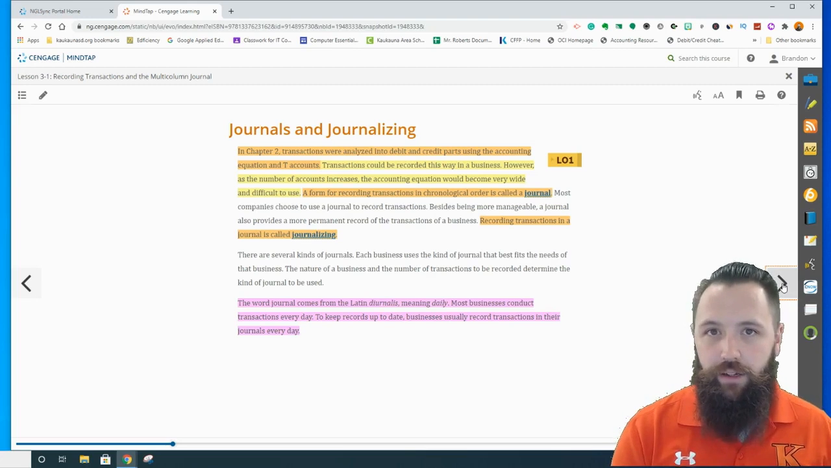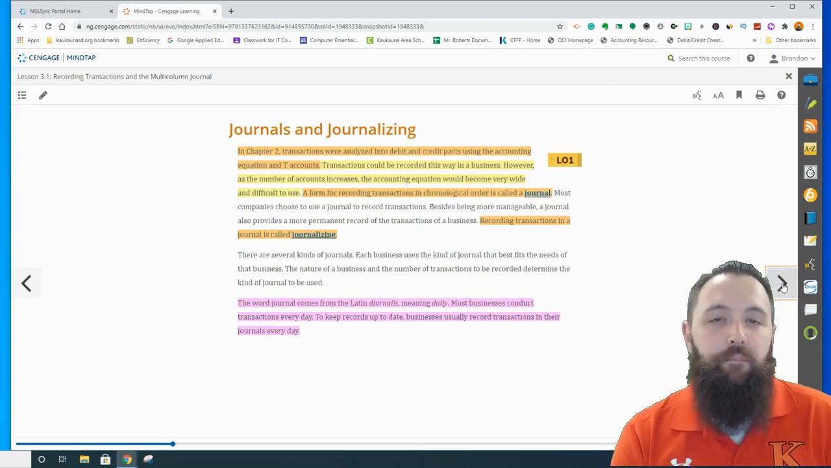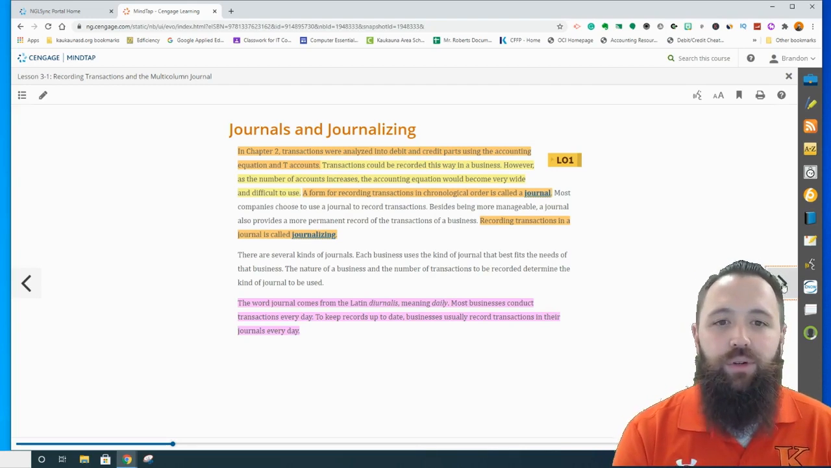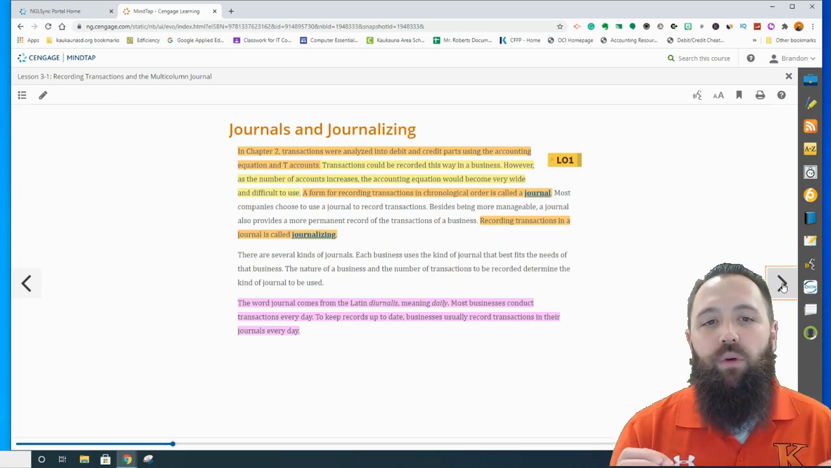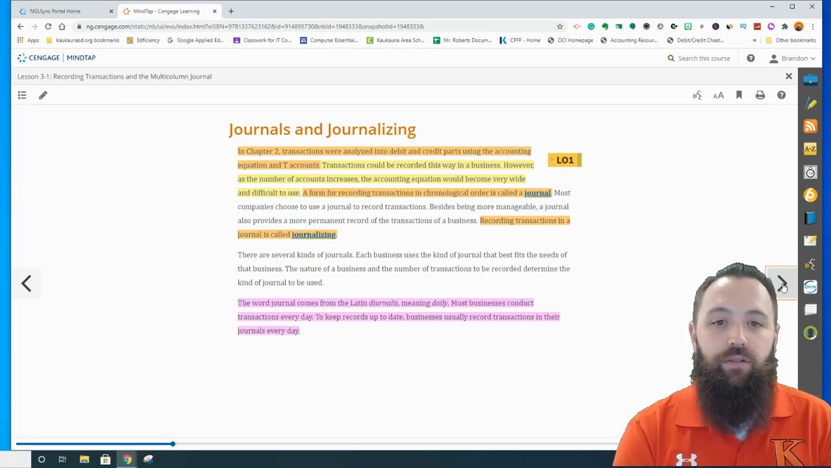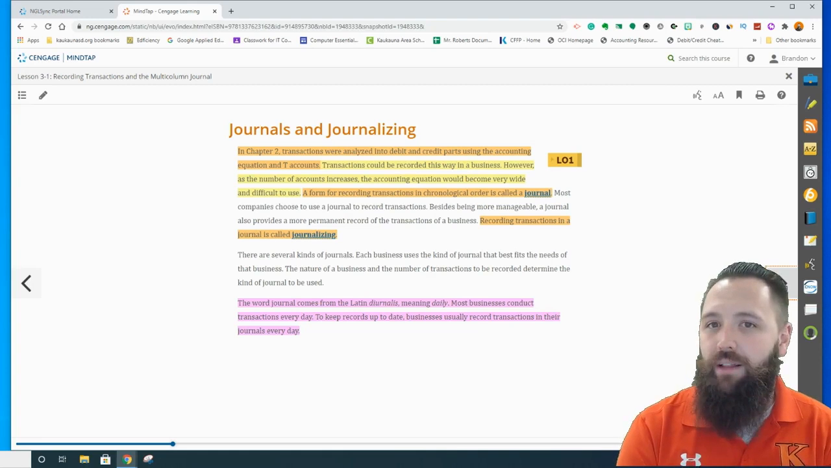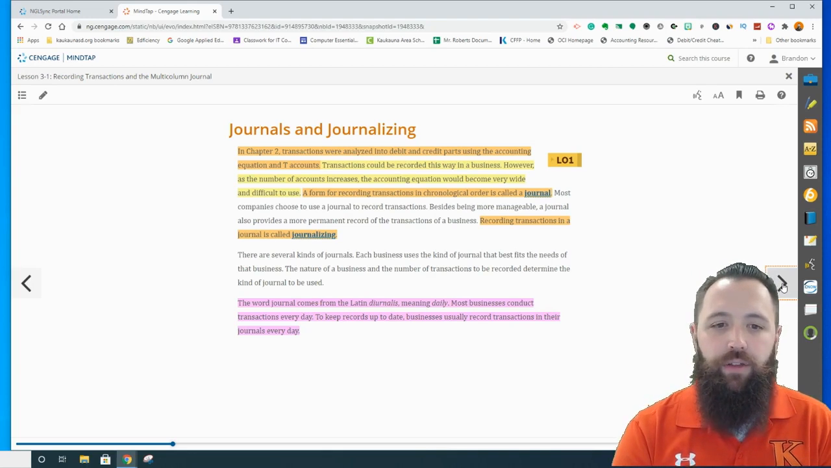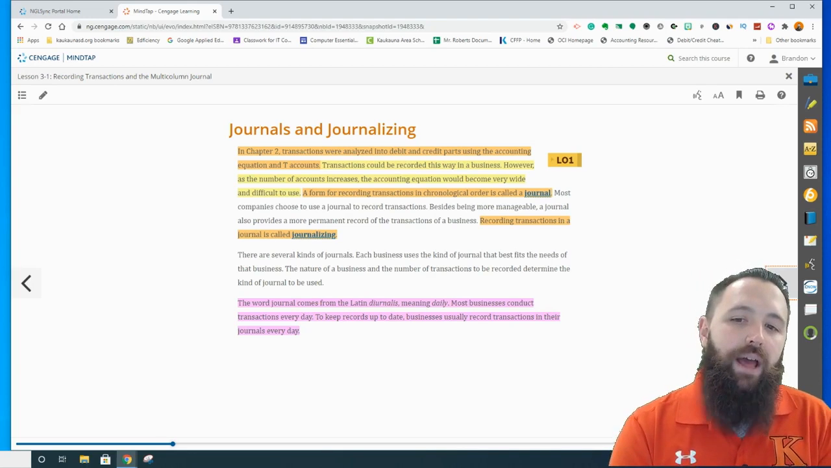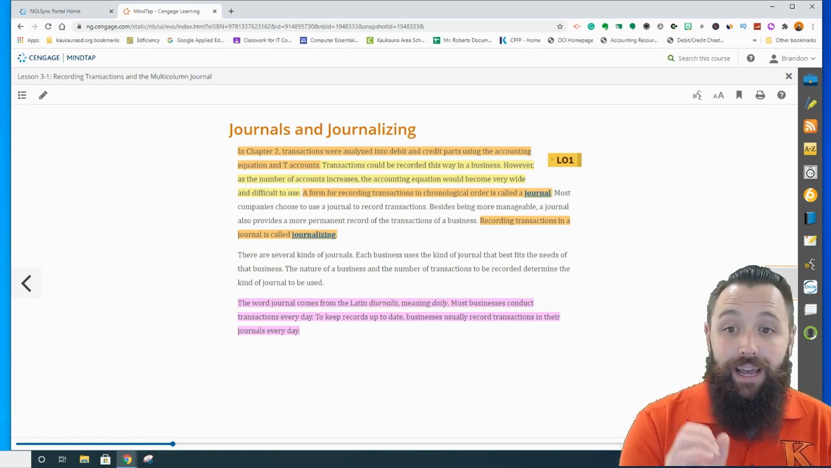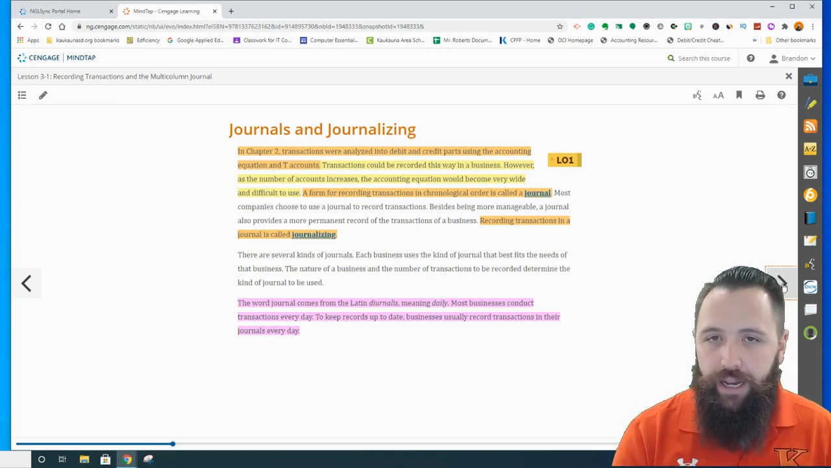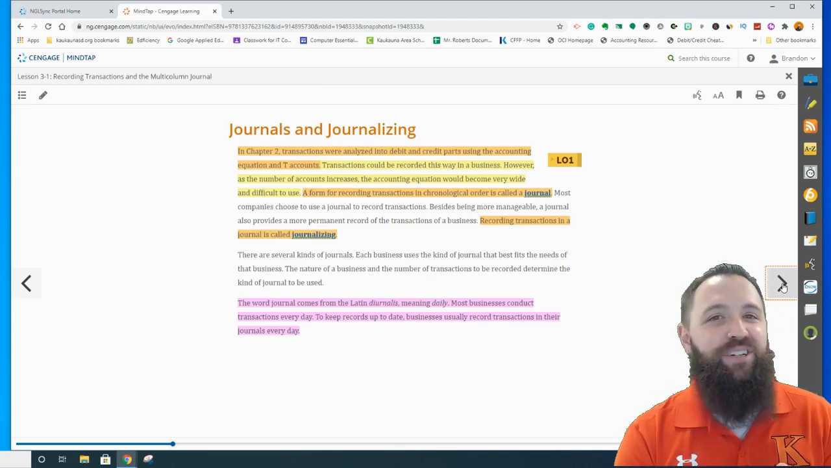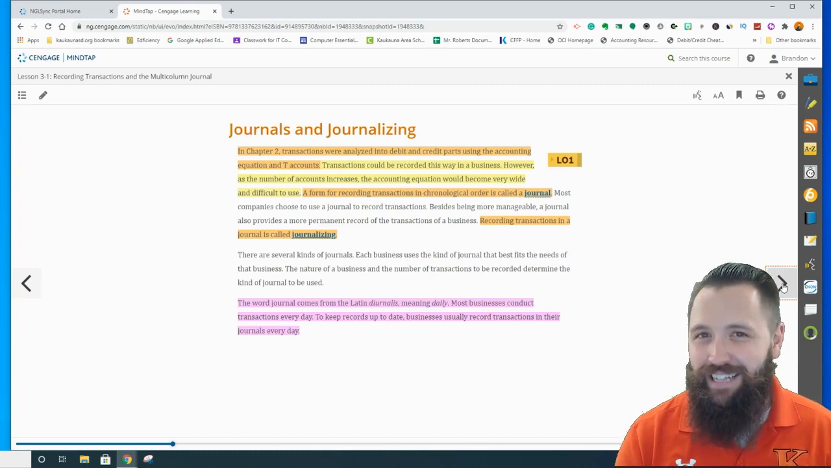Now, we could go ahead and just write T accounts all over the place, but as we have more transactions and more accounts, that's going to be really hard to do. So what we're going to introduce is a journal, and this is a form for recording transactions in chronological order. And this is how most companies are going to record their transactions. And when we record a transaction in a journal, that's going to be called journalizing. So in the future, as we continue on, we are going to be using a journal and journalizing almost on a daily basis.